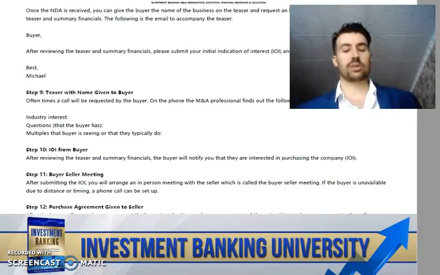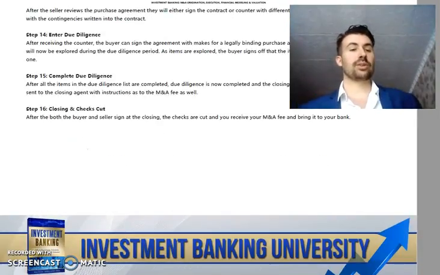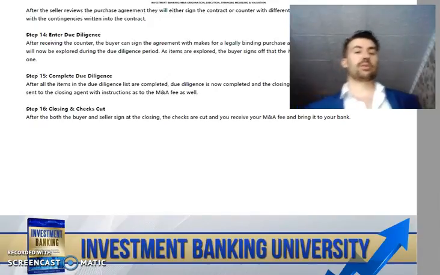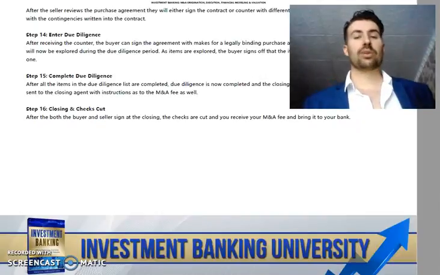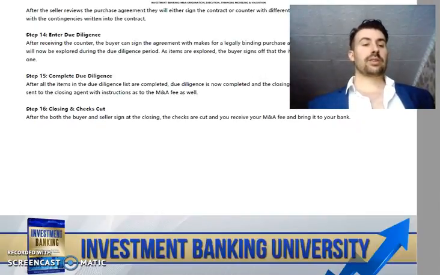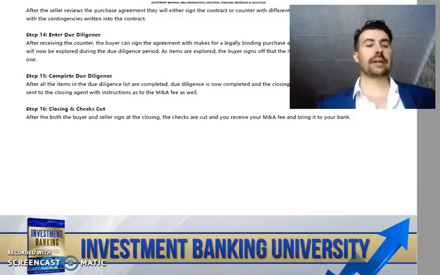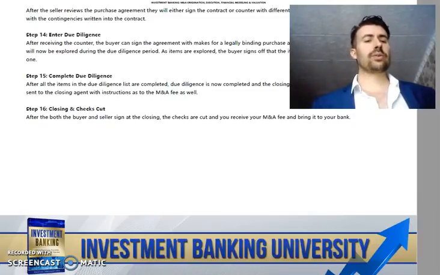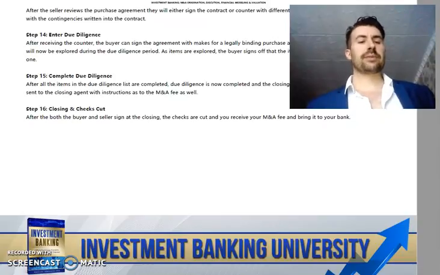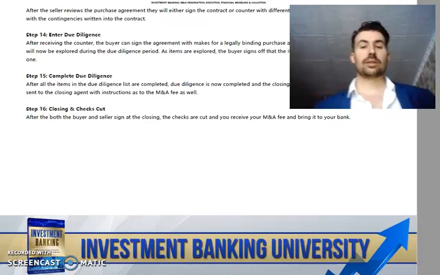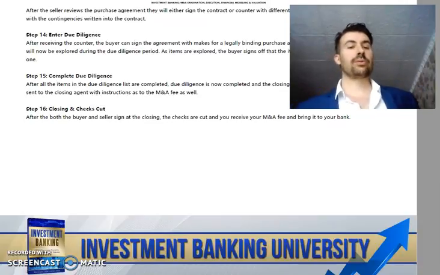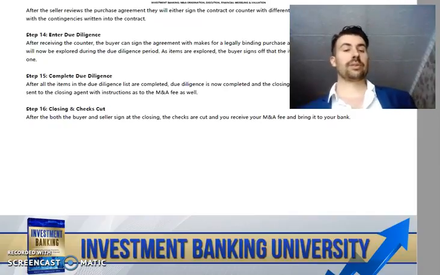in the form of a purchase agreement, and this is actually going to be given to the seller, and you're going to do an offer analysis with them. So after a seller reviews the purchase agreement, they will either sign the contract or counter with different terms. They are to sign the contract with contingencies written into the contract. So after that, you're going to enter due diligence. After receiving the counter, the buyer can sign the agreement, which makes for a legally binding purchase agreement contingent on the items that will now be explored through the due diligence period. As items are explored, the buyer signs off on these items, and they are no longer in question one by one. The next step is to complete due diligence.